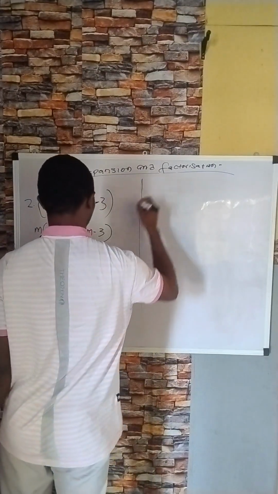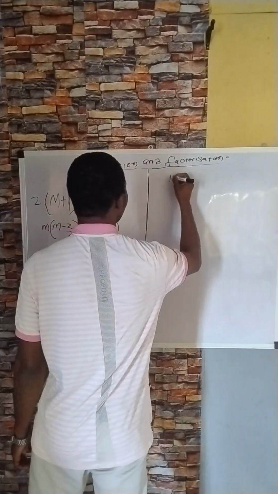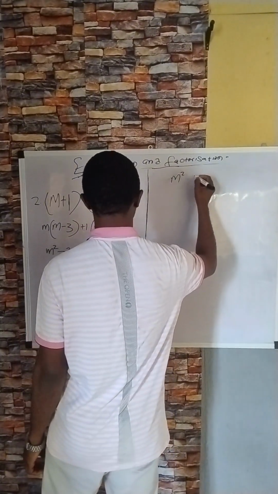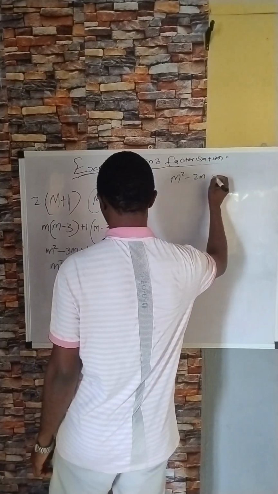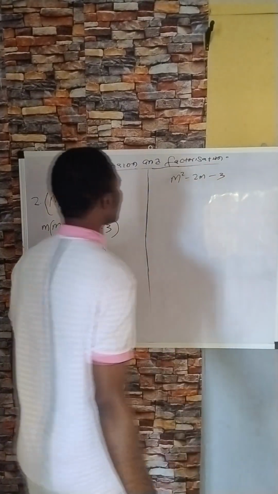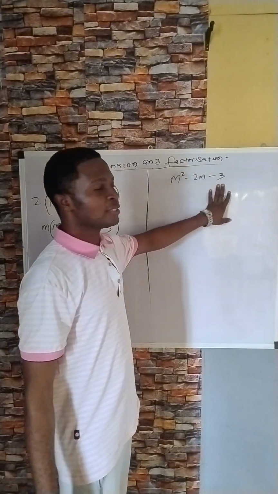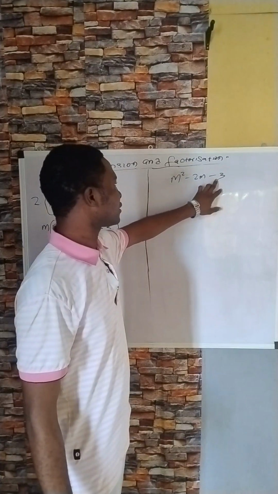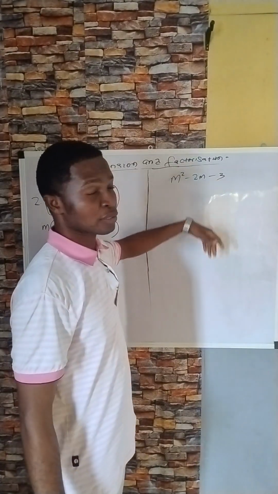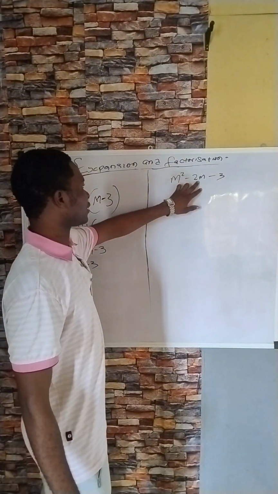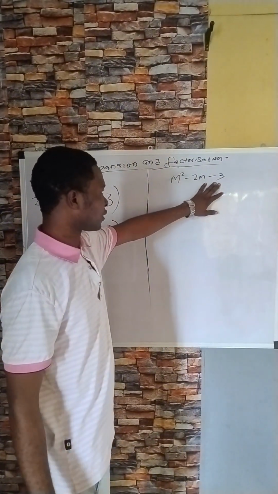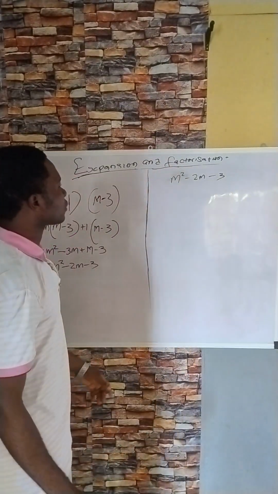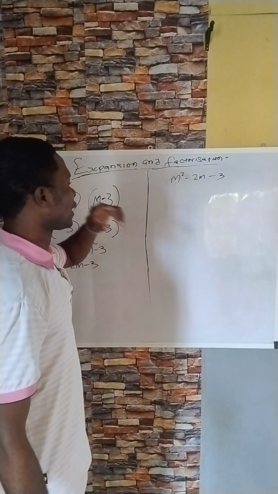What will we do? What we have here, this answer we got here, has actually entered into a different mathematical expression. We call this a quadratic trinomial. So it has 3 terms. So let's apply the factorization method. How do we do this?